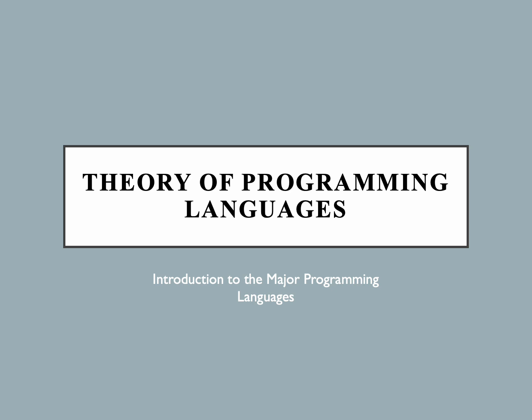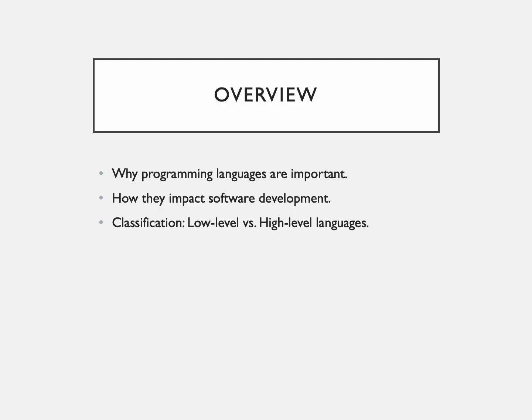To start, programming languages are formal languages comprising instructions used to communicate with computers. They allow us to solve problems and build software. While some languages are designed for specific tasks, others are general purpose, giving developers the tools to tackle almost any problem. So here is the overview. We'll learn why programming languages are important, how they impact software development, and low level versus high level languages.